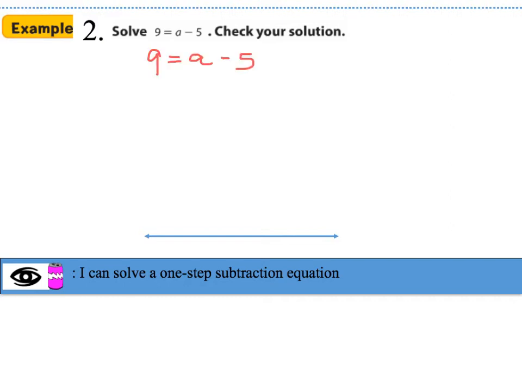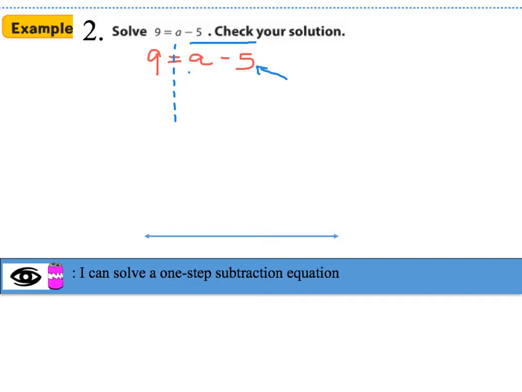For example 2, it says solve 9 equals a minus 5, and then we have to check our solution. So here's the problem. Let's go ahead and draw our dashed line, or our fulcrum, down the center of the equal sign. So now we have 2 sides to our equation. And let's start on the right-hand side of the equation, because that's where the variable is. So I want to isolate the variable a. In order to do that, I need to get rid of my constant, which is negative 5.